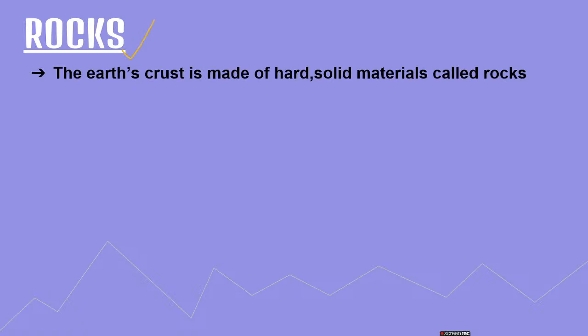The earth's crust is made up of hard, solid material called rocks. And the rocks are also coarse in nature. What do you mean by coarse? Can anyone answer in the chat box? Yes, coarse means rough to touch. Rough and hard give different senses, but here it means rough.